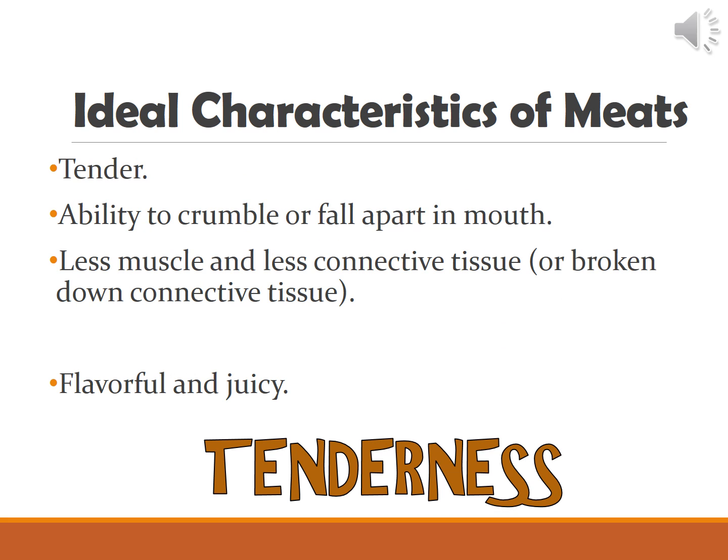Above anything else, meat needs to be tender and it needs to be flavorful and juicy. Tenderness describes the ability of the meat to crumble or fall apart in the mouth. So if we take a bite into the meat and it's really tough and we have to really pull with our teeth to tear that meat apart, that meat is not tender, it's very rough. We want meat that when we bite into it, it may not come off right away, but it's going to come off relatively easily. And meats that are more tender have less muscle and therefore less connective tissue.